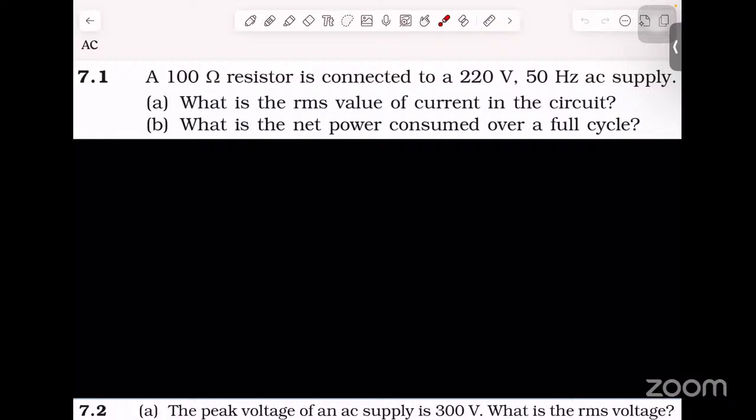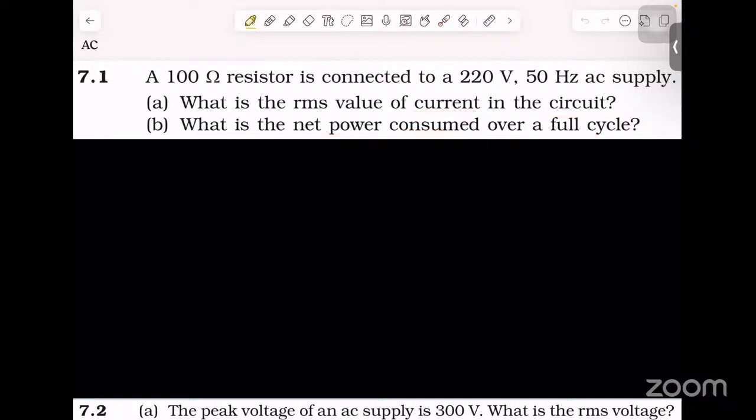So that being said, without much further ado, let's begin with today's NCERT Class 12 Solutions series of physics. Today we are taking up alternating current. Okay, so here's the first question right in front of us. Let's go through the question. A 100 ohm resistor is connected to a 220 volt 50 Hz AC supply. What is the RMS, or the root mean square, value of current in the circuit? And what is the net power consumed over a full cycle?